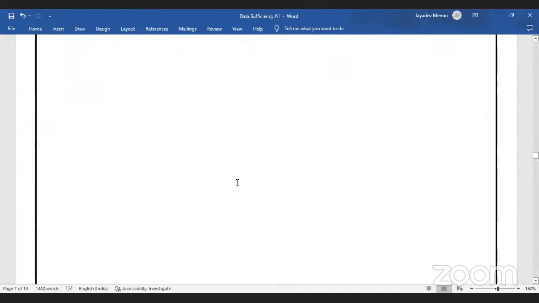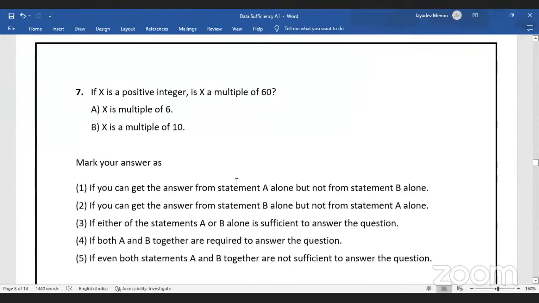Next question. Very good, Harishankar, Anjana, Marita. Option 5 is correct. Option 5.